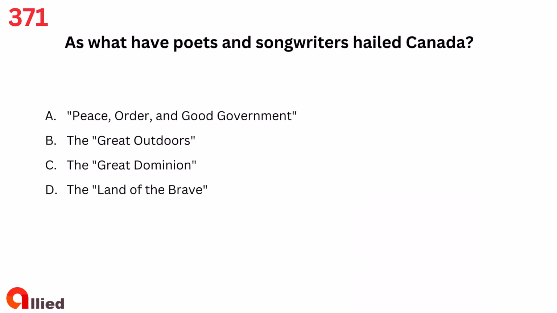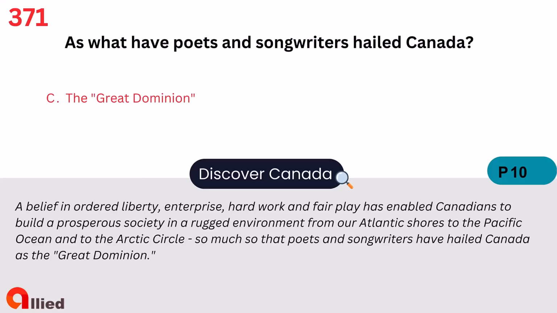Question 371. As what did poets and songwriters hail Canada? A. Peace, order, and good government. B. The great outdoors. C. The great dominion. D. The land of the brave. The answer is C. The great dominion.